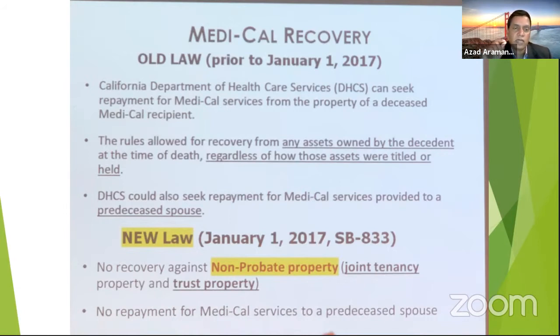Department of Healthcare Services, DHCS, could also seek repayment of medical services provided to a predeceased spouse. That is a spouse who predeceased. Now, that law changed in 2017, which says no recovery against non-probate property, joint tenancy property, and trust property. That's a huge deal. So if your property is in the trust, no recovery against that for medical payment, no repayment for medical services to a predeceased spouse.